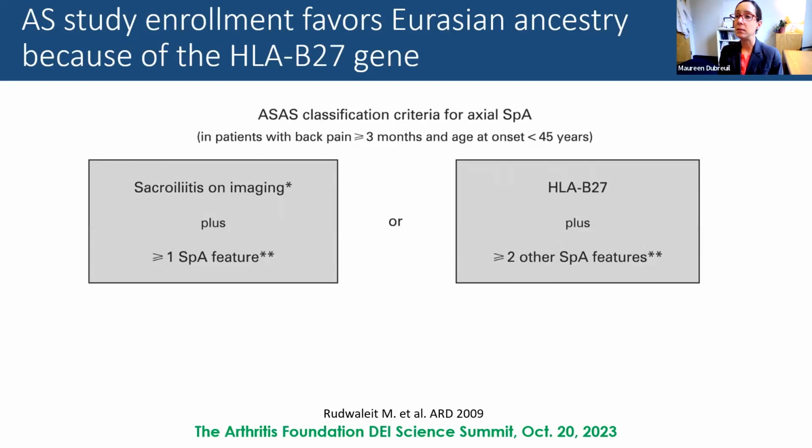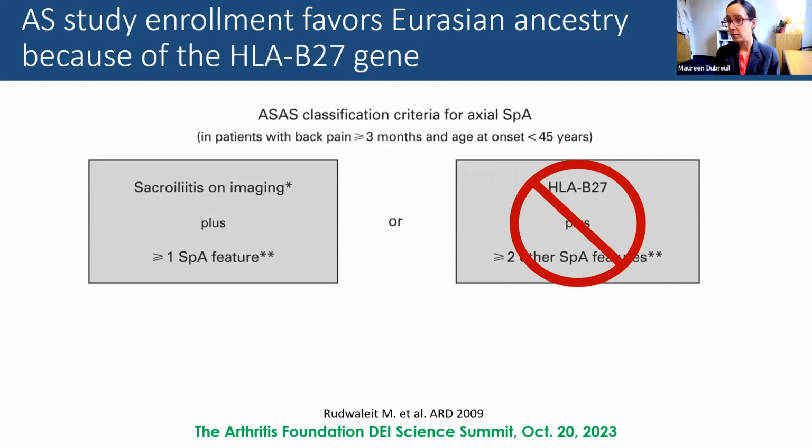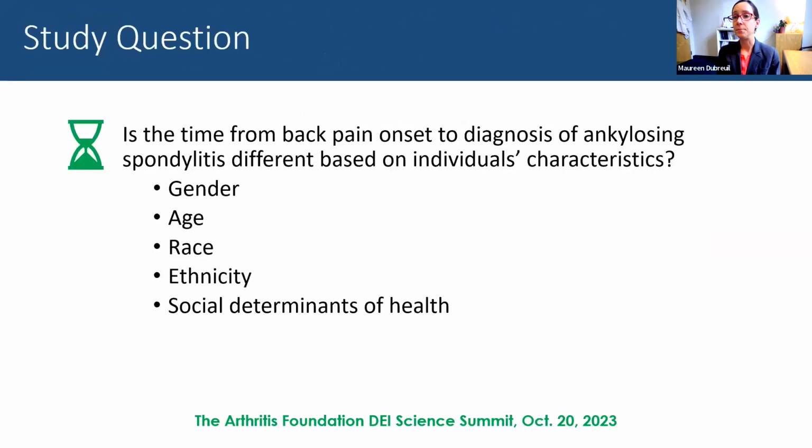On the right, what we see is a gene termed HLA-B27. And this gene tends to be more common in people who are of European ancestry or Asian ancestry, and less common among people from other ancestries. So next, please. If we continue to apply this type of criteria, we are making it much more difficult for people of non-Eurasian ancestry to be enrolled in research. And these classification criteria also have an impact on clinical diagnosis as well.